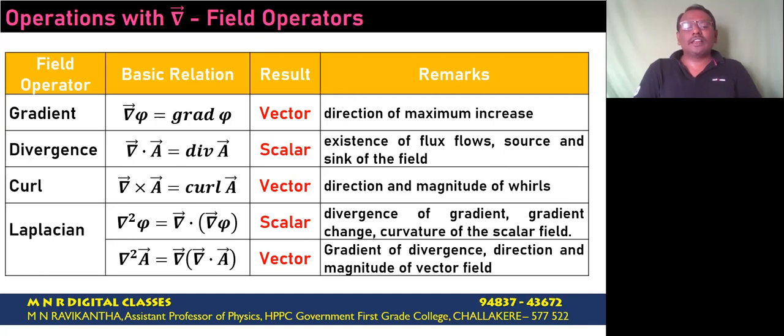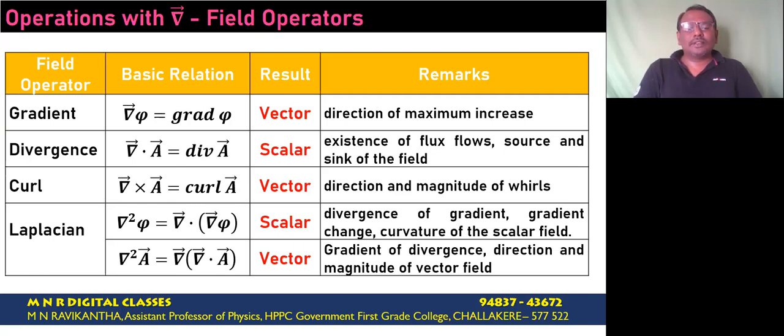Divergence, that is del bar dot a bar: when the del operator is taken as a dot product with a vector function, that is called divergence. It results in a scalar field, and it gives the existence of flux, and sources and sinks of the fields. The third one, del cross A, is called the curl of the vector field, which results in a vector point function, and it gives the direction and magnitude of the whirls.